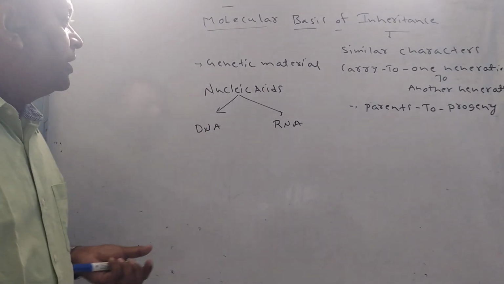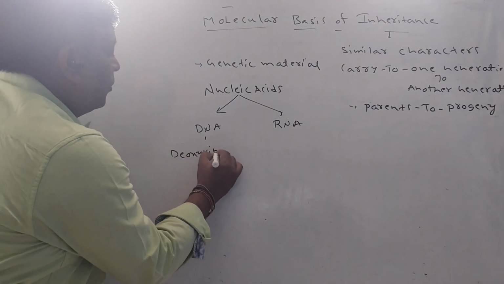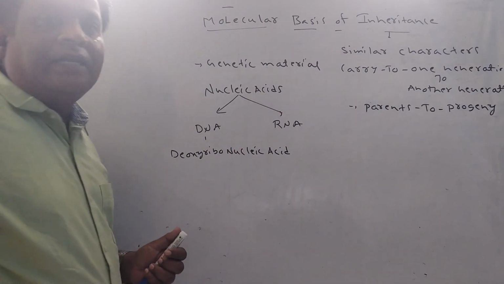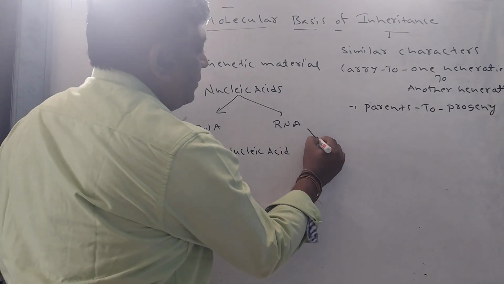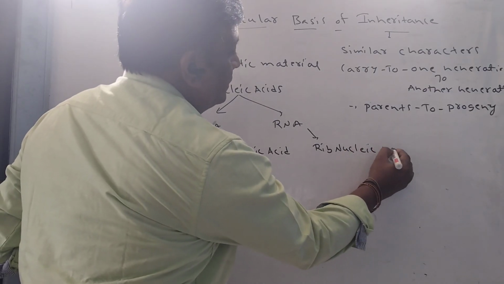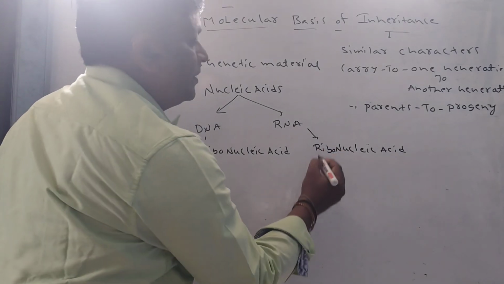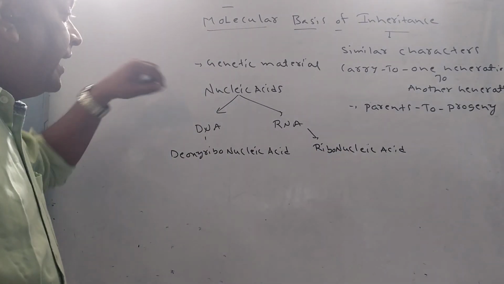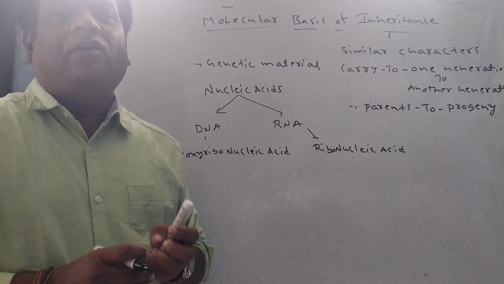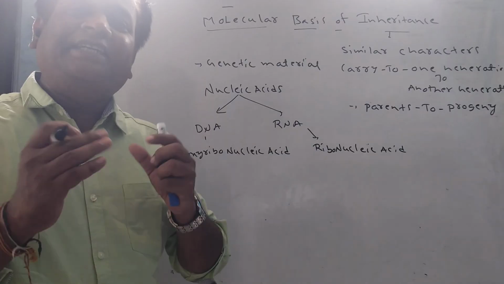Now we see what DNA is. DNA is deoxyribonucleic acid, and RNA is ribonucleic acid. Right? DNA means deoxyribonucleic acid, RNA means ribonucleic acid. DNA is the main genetic material for living organisms. In most of the living organisms, DNA is the genetic material.